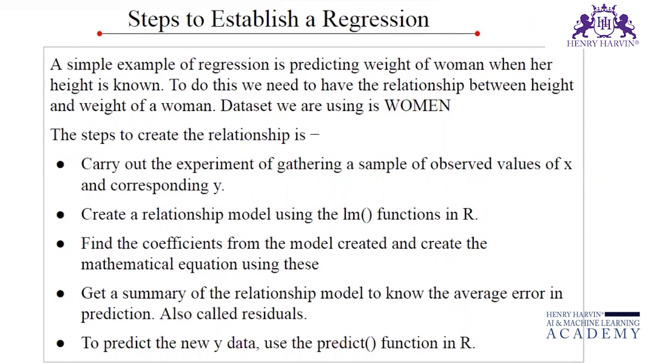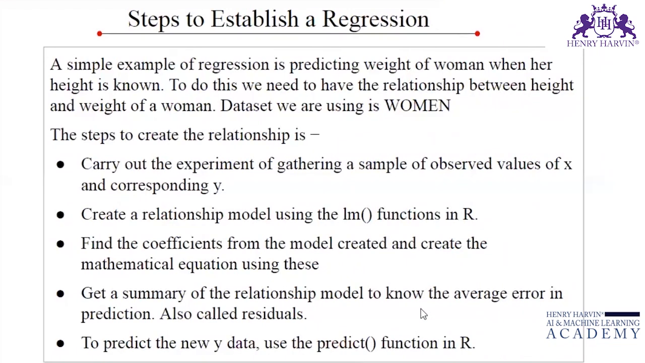Get a summary of the relationship model to know the average errors in prediction, also called residuals. So we'll create a model, we'll predict values from that, and we'll check the summary of that model in order to know how significant our model is. Last is to predict the values. We'll be creating a new data set of height and we'll predict the value of weight from that new data. The function to predict the values is the predict function.